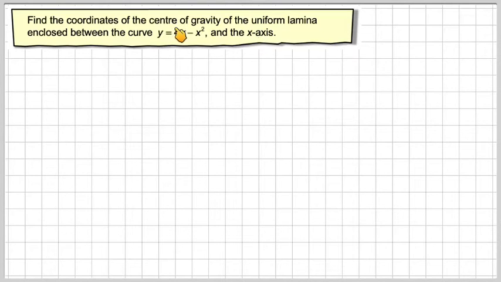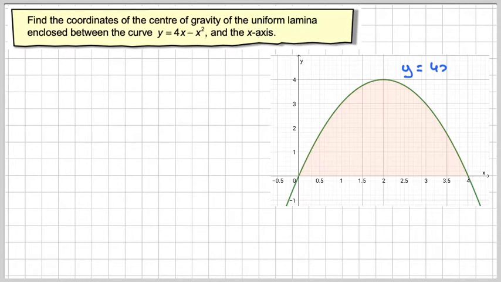Find the coordinates of the centre of gravity of the uniform lamina enclosed between the curve y equals 4x minus x squared and the x-axis. So if we have a look at what this looks like, this is 4x minus x squared.